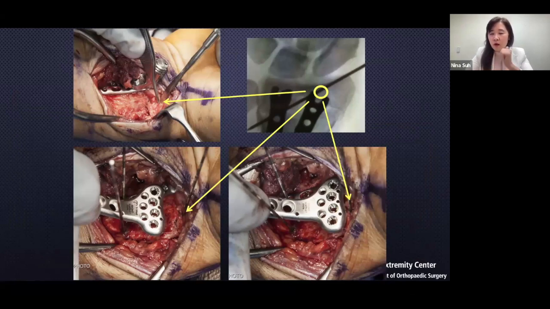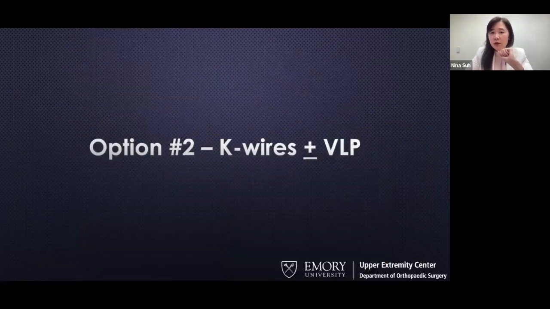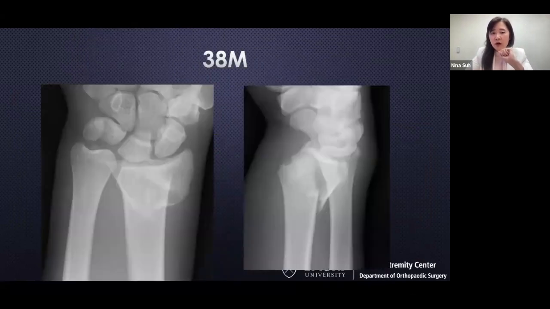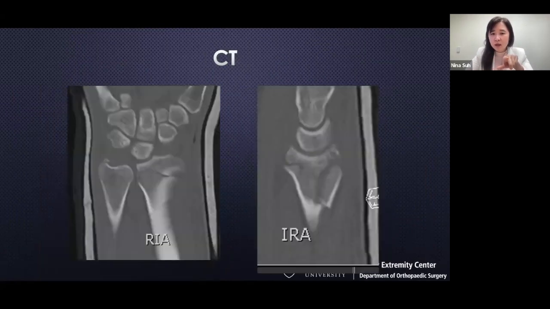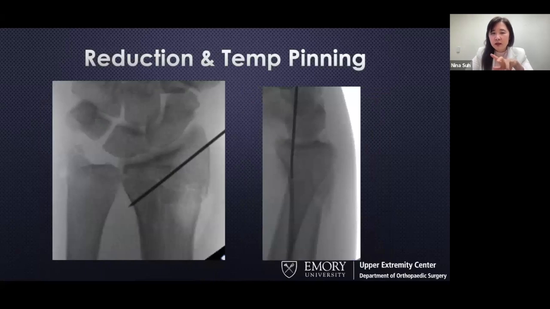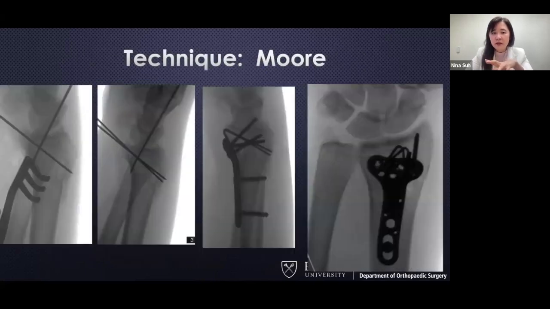So this is one which is shown on some other images where you did fragment specific fixation, but you can also deal with the same fragment using K-wires and a volar plate. So this is another very similar patient. You look again, it's very, very small volar ulnar fragment. This is where you just reduce and temporarily pin to get everything in place. But again, that volar ulnar fragment is not stable.